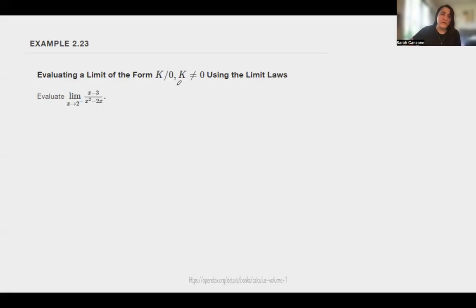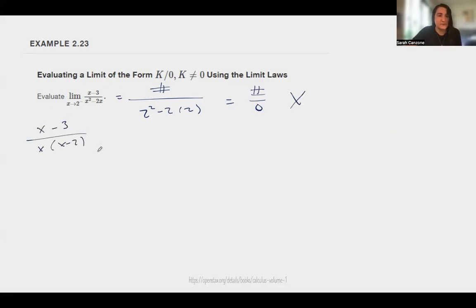What we could try is to see if there's any way of factoring it. There's not anything that would help us. We could try plugging in 2. We know we have some number over 2 squared minus 2 times 2, but that's some number over 0, which doesn't work. If we try factoring this, we get x minus 3 over x times x minus 2. Nothing cancels there. So none of the typical ways that we would normally solve this actually work.